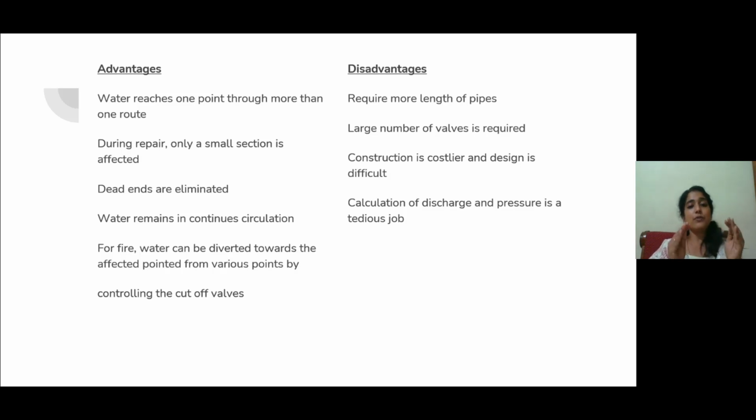That is, water reaches one point through more than one route, and during repair only a small section is affected. Then dead ends are eliminated. Then water remains in continuous circulation. For fire, water can be diverted towards the affected point from various points by controlling the cutoff valves.